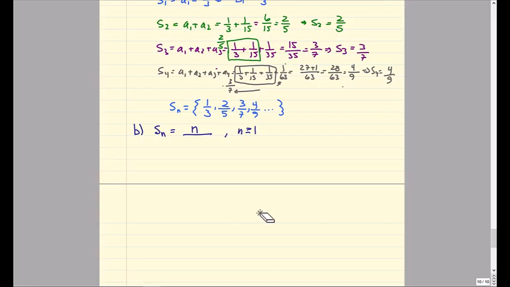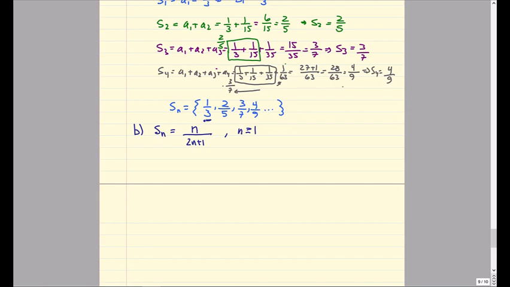So in this case, that's going to be 2n plus 1, because if I plug in a 1, 2 times 1 is 2, 2 plus 1 is 3, and that's what I need to start with here. Now if I wanted to start with a 1, I would have subtracted 1. Okay, so this is my sequence here.